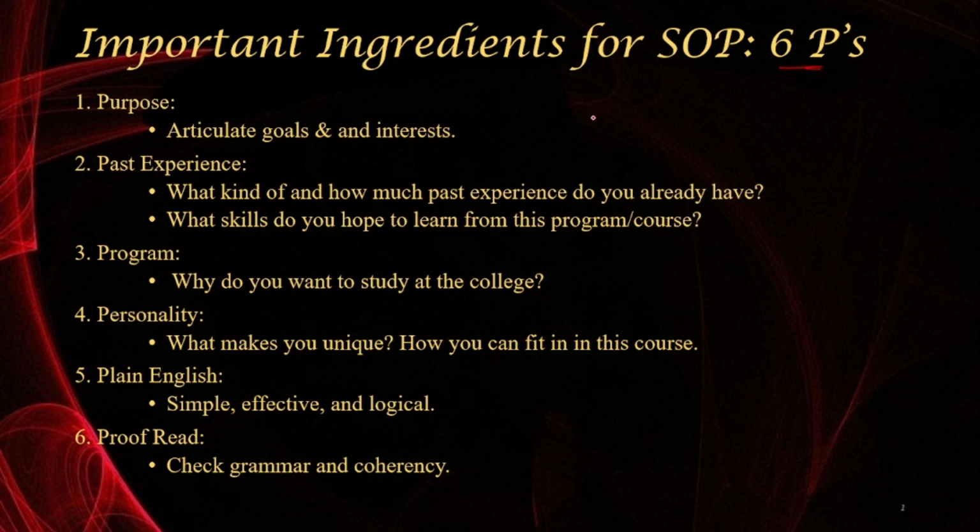The first one is the purpose. These are the 6 P's that you have to include in your SOP. The first one is your purpose, that is why you are writing your SOP. You have to articulate goals and interest in that. Like maybe you want to have your own startup, you want to go for further studies, or you want to go for research purposes. So there you have to mention it in your SOP.